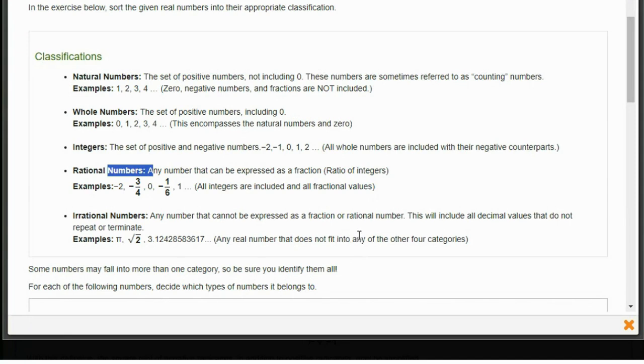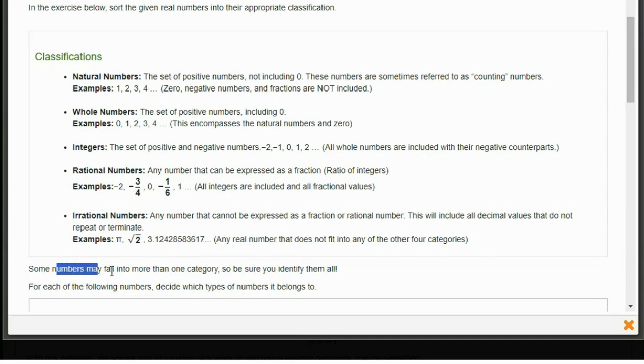And you're like, what number can we not express as a fraction? Well, pi, for one. Pi, you can't write that as a fraction. The square root of 2 is not a fraction. 3.12428583617... We can't write that as a fraction because it does not end. It continues on and on and on. Anything we can put as a fraction either repeats or ends.